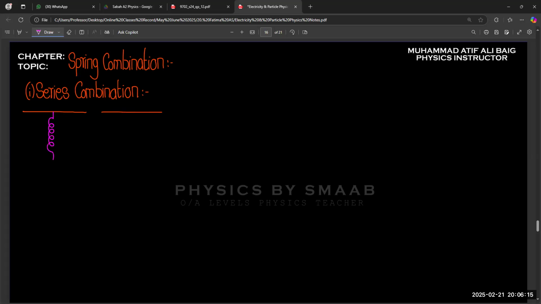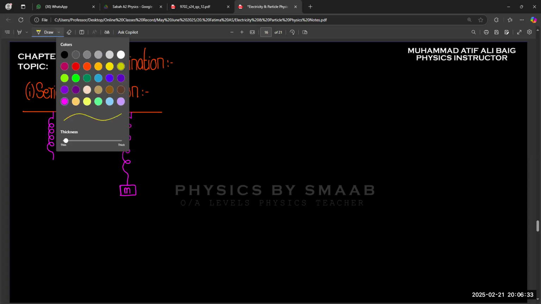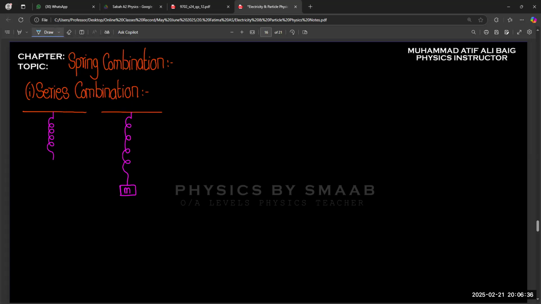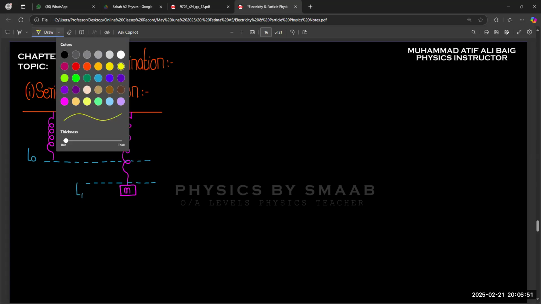so let's suppose this is one spring, and if we connect load with this spring, so this is the extension. So we can mark extension easily from their length. So this is original length. This is new length. And between them, we got extension.